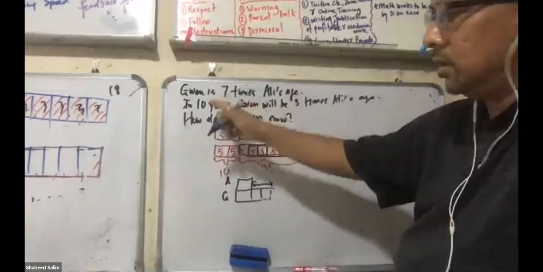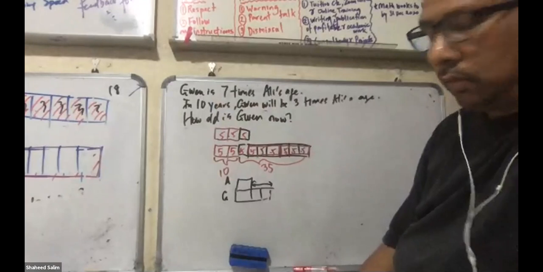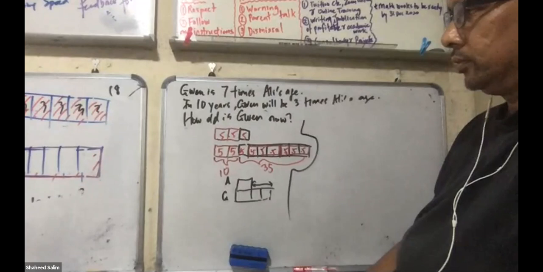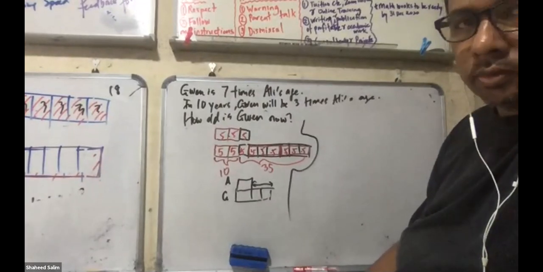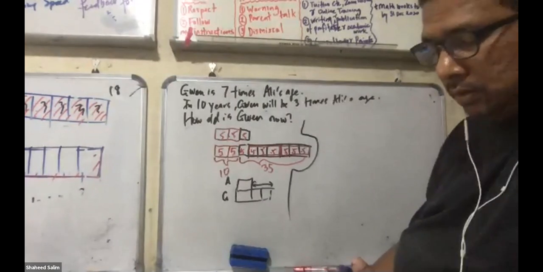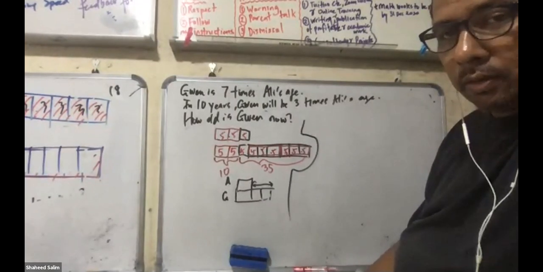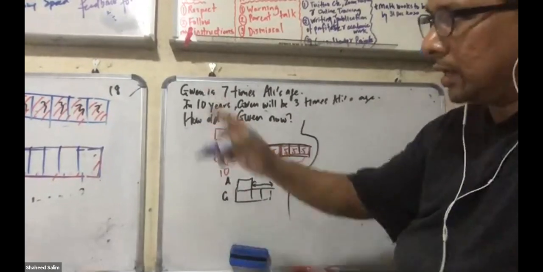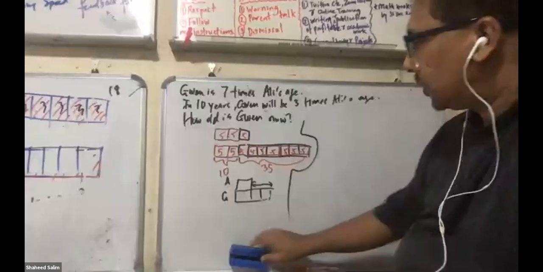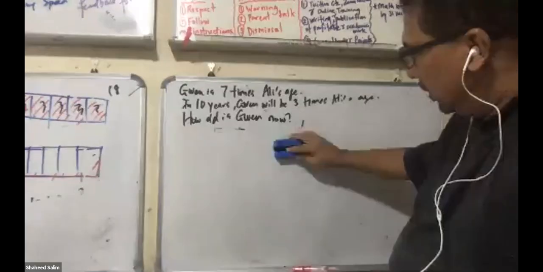Yes. Now, who is the smaller? Wait. Okay, Shafika, who is the smaller age now down here? Ali or Gwen? Hello? Shafika? Shafika's not responding. Okay, never mind. We will try now this other video. Like, how you get 5? Okay. You again, we go one by one again, okay?